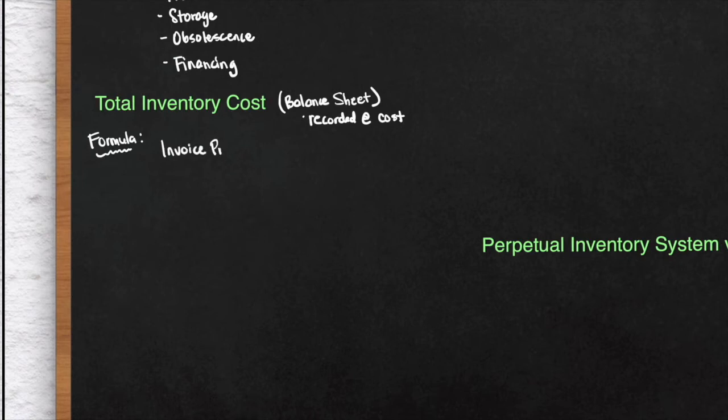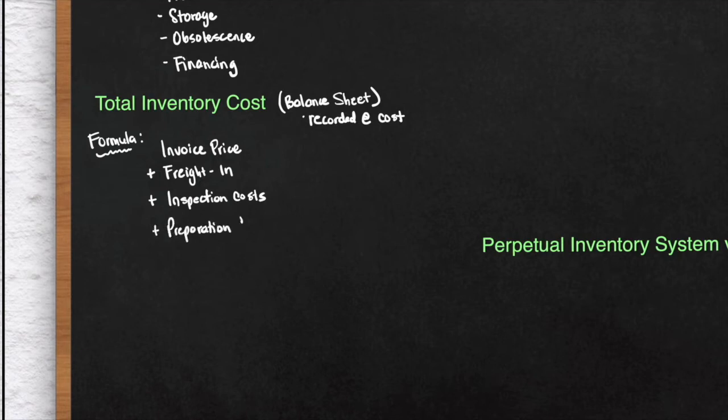Invoice price, and then you're going to add any freight in. Freight in is if you're responsible for paying for the delivery charges for that inventory. You're also going to add any inspection costs, and insurance as well, if that is a part of it. Next, you want to add preparation costs.